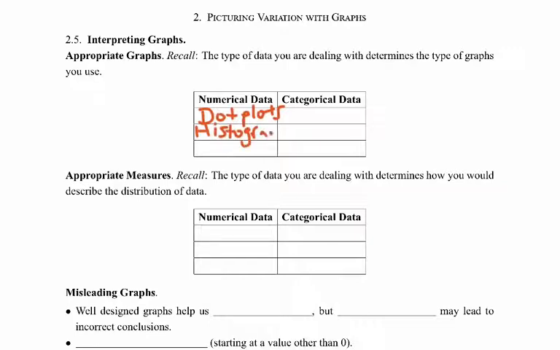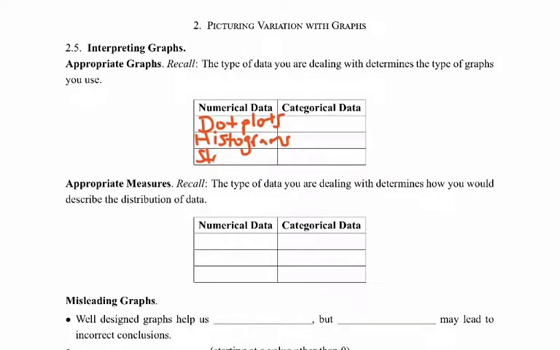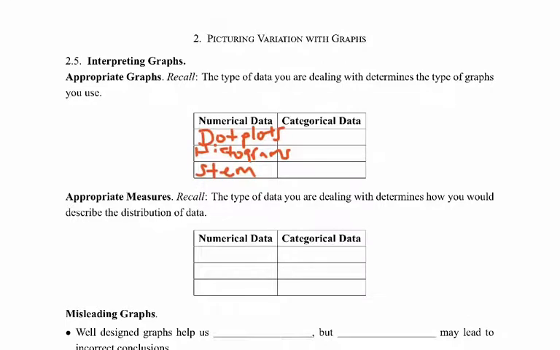I'm going to abbreviate here. And then the last one was a stem plot or a stem and leaf plot. So those are the three that we're going to use anytime we're working with a numerical set of data. However, when we're looking at categorical data, we have different types of graphs we're going to use. And so our choices for categorical data, remember, are a bar graph and a pie chart.